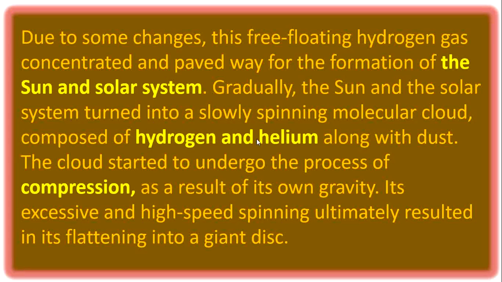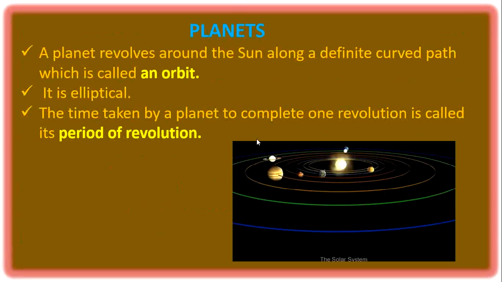Do you know what compression is? It is a high pressure region. As a result of its own gravity, the hydrogen and helium along with the dust composed the cloud, and the cloud started to undergo compression due to its own gravity. The excessive, high speed spinning ultimately produced a giant disk.